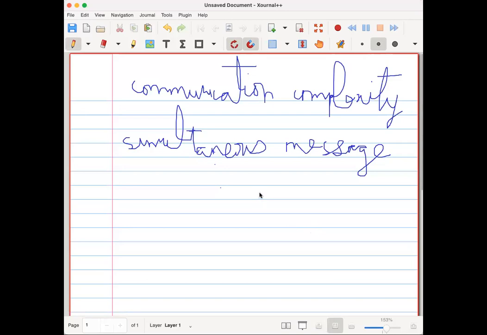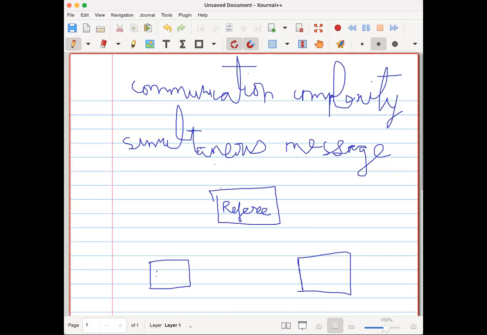Okay, so the model we are studying is communication complexity, and in particular, the simultaneous message model. In this model, there is one party called the referee, and then there are two more parties, Alice and Bob. So the three parties here: one is called the referee, then there's Alice, there's Bob.